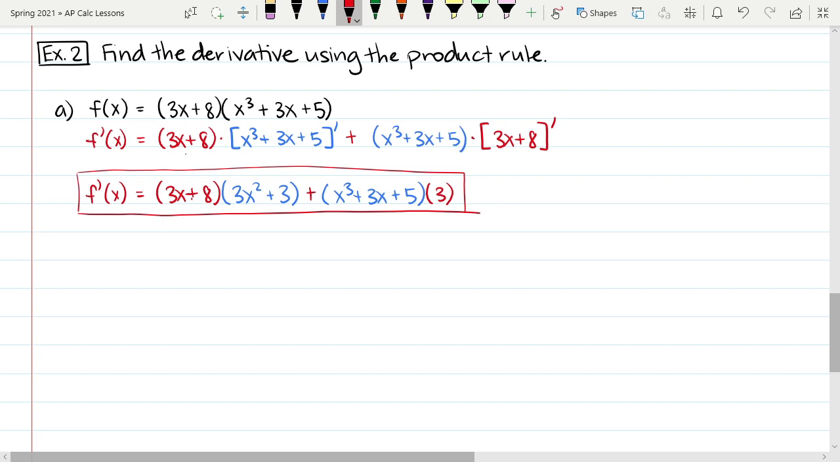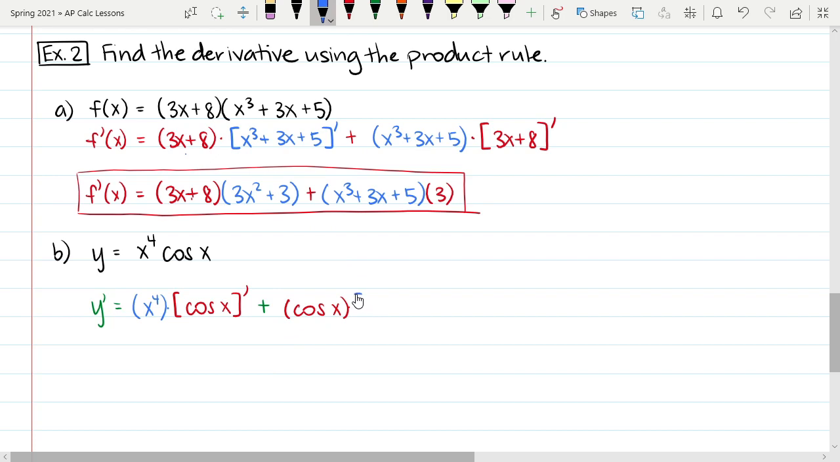Let's do another one. This time we have y equals x to the fourth times the cosine of x. To find our derivative here, y prime will be the first function, x to the fourth, times the derivative of the second function, plus the second function times the derivative of the first.